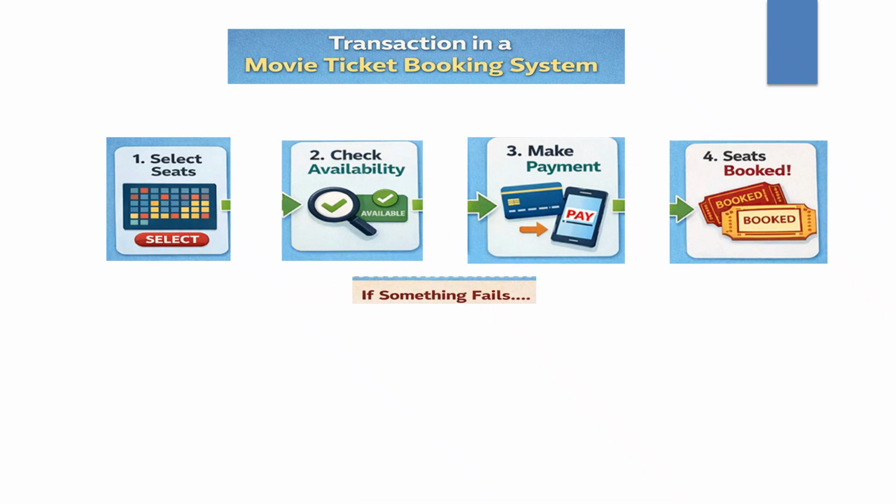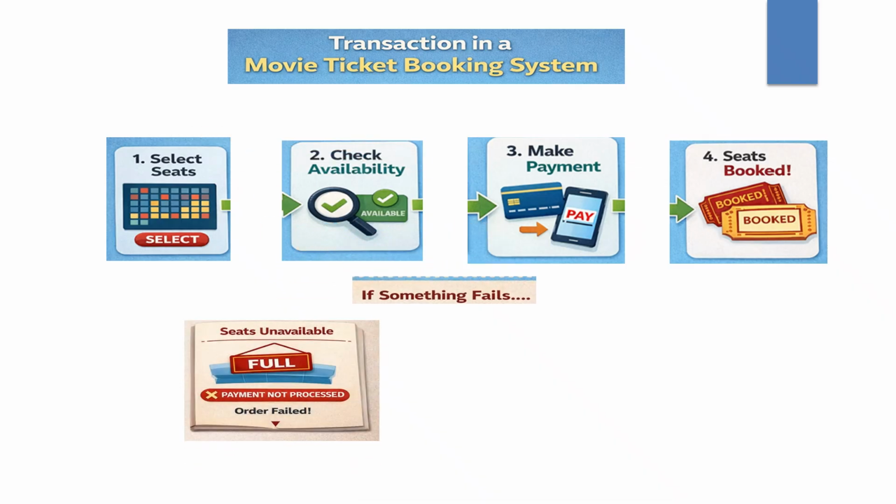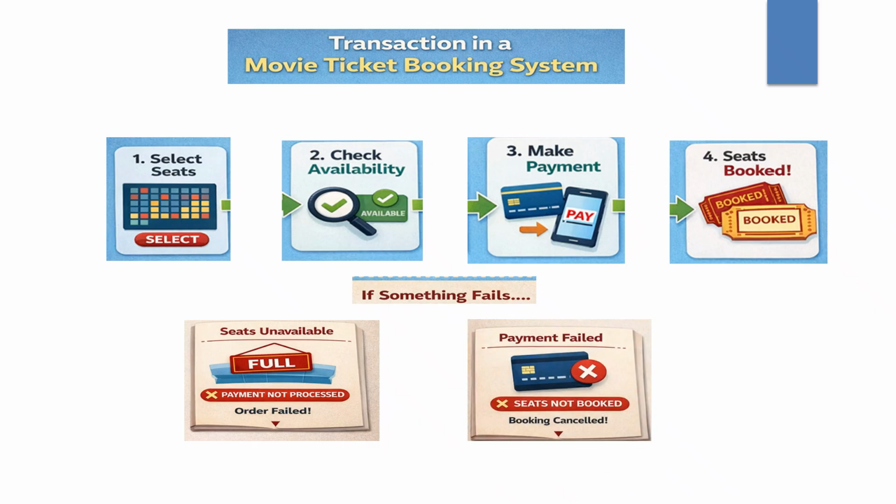If something fails, for example, if seats are not available, payment cannot be processed and tickets cannot be booked. If payment fails, seats cannot be booked. So if any of the operations in between does not execute successfully, the transaction cannot be completed.